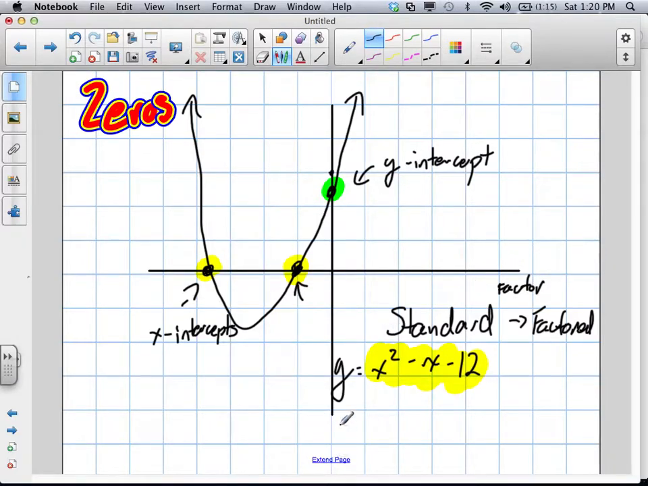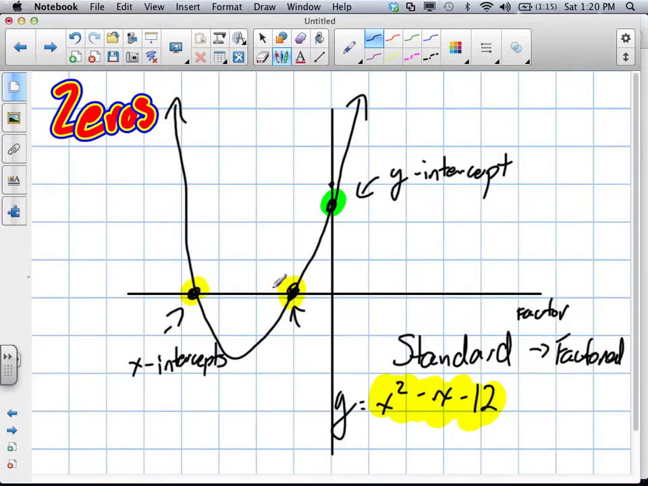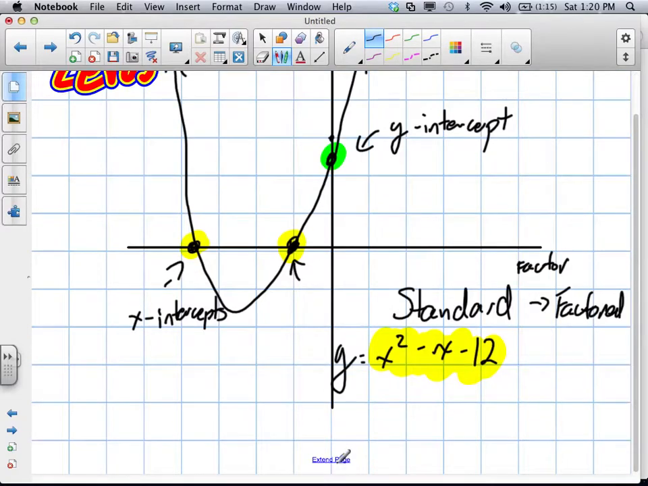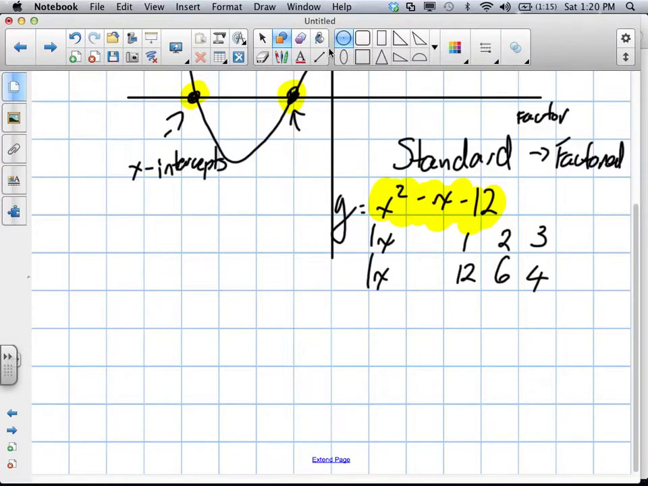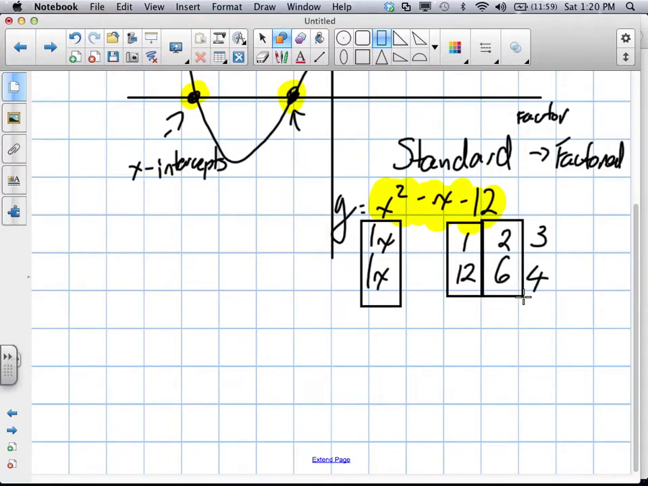So when we factor, what we do is we take the factors of the first term, x squared, which are 1x and 1x, and the factors of the last term are 1 and 12, 2 and 6, 3 and 4. Okay, and we think of them like they're in columns. So this is a column for the first term, and there are 3 columns for the second term. So we got to figure out what our second term is going to be.